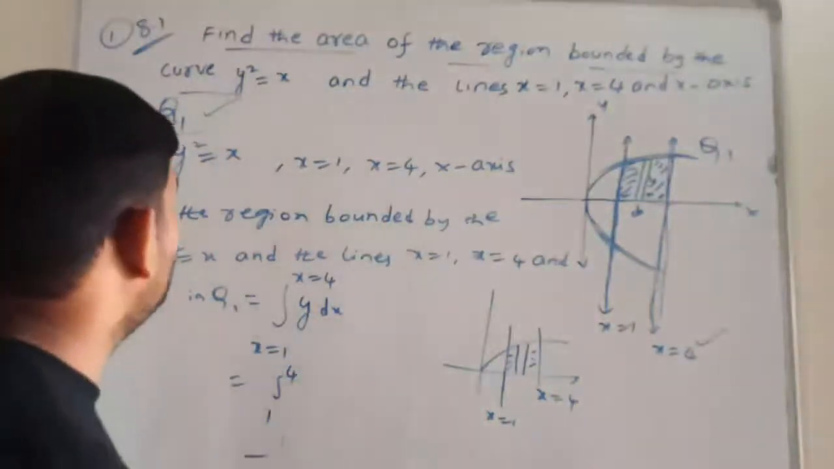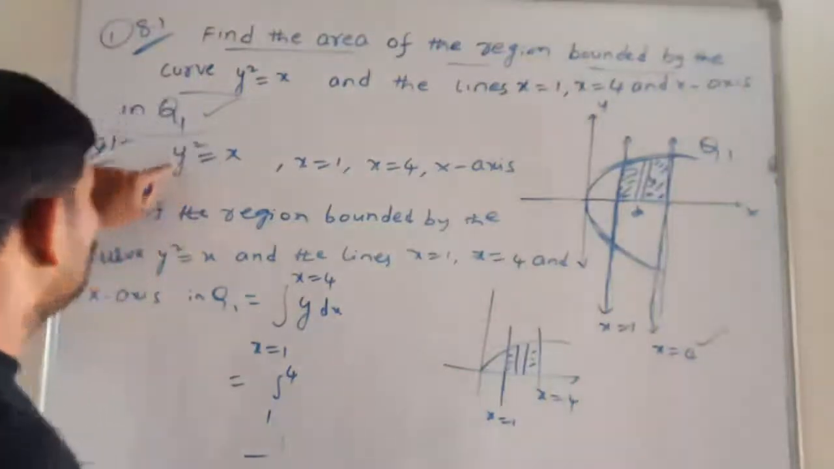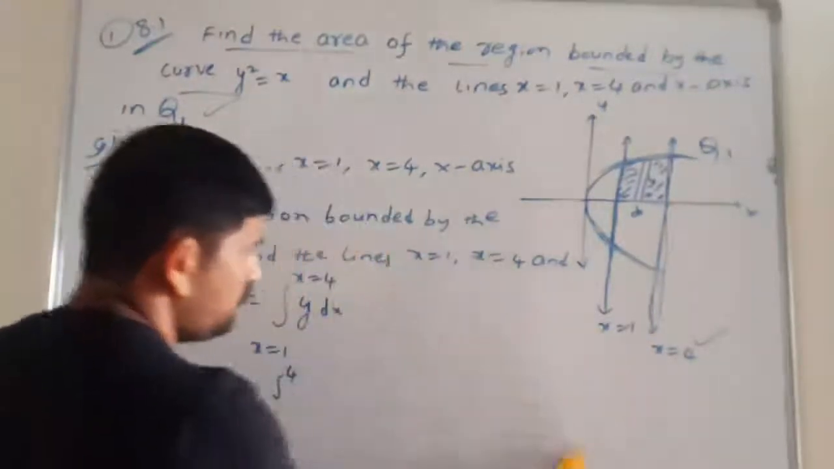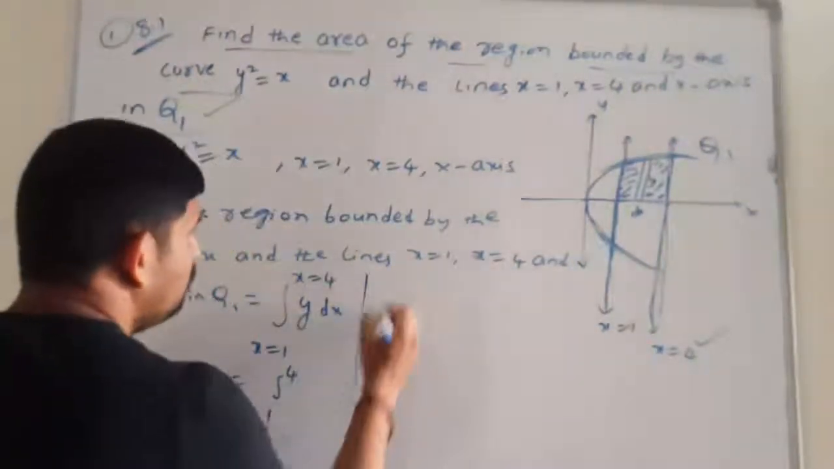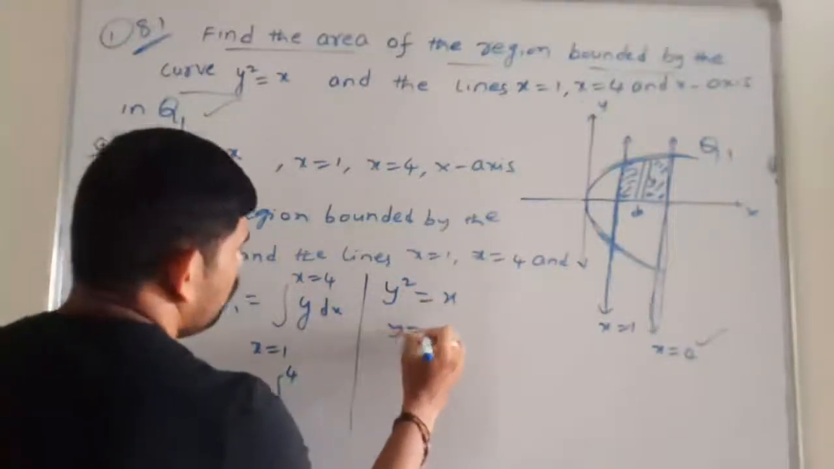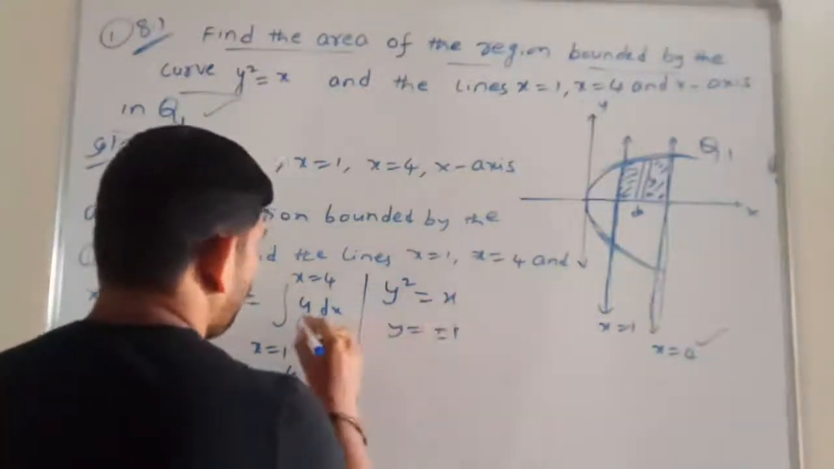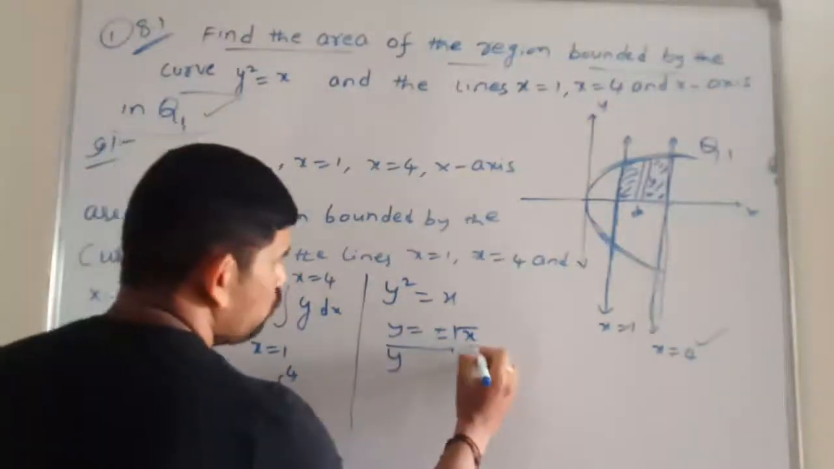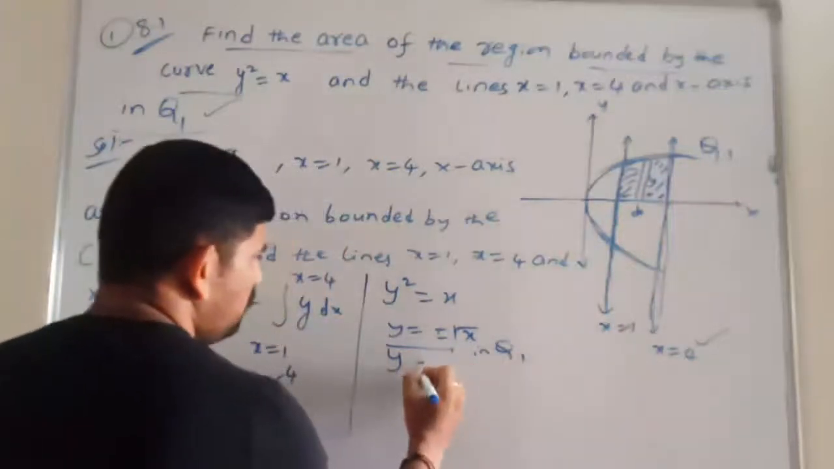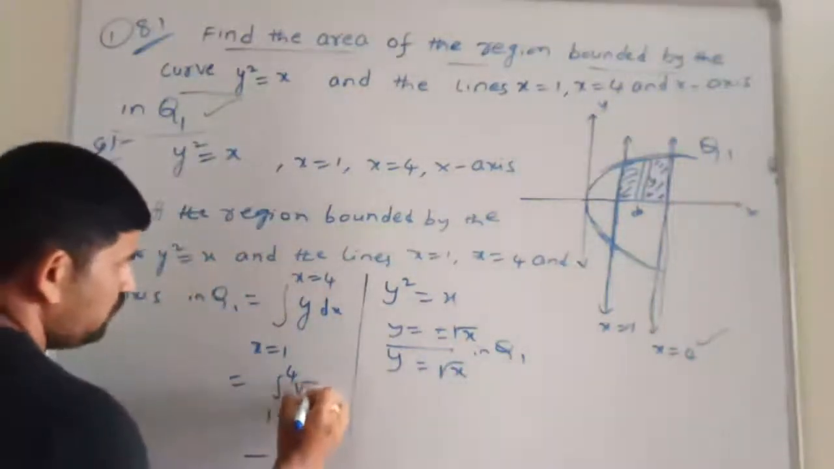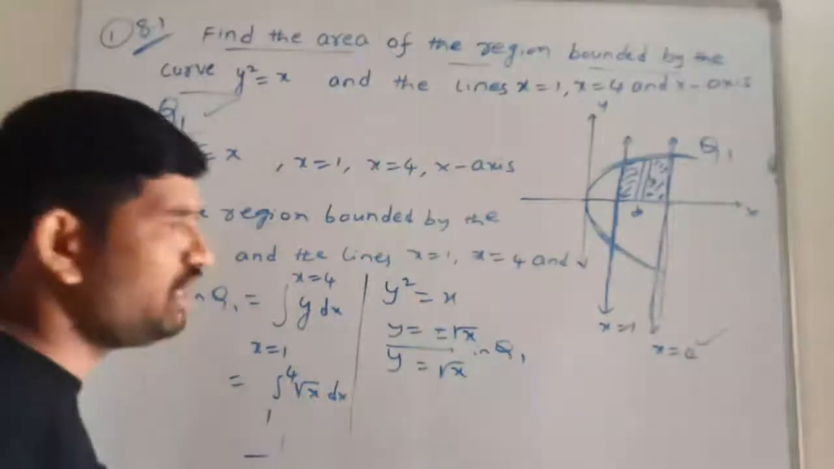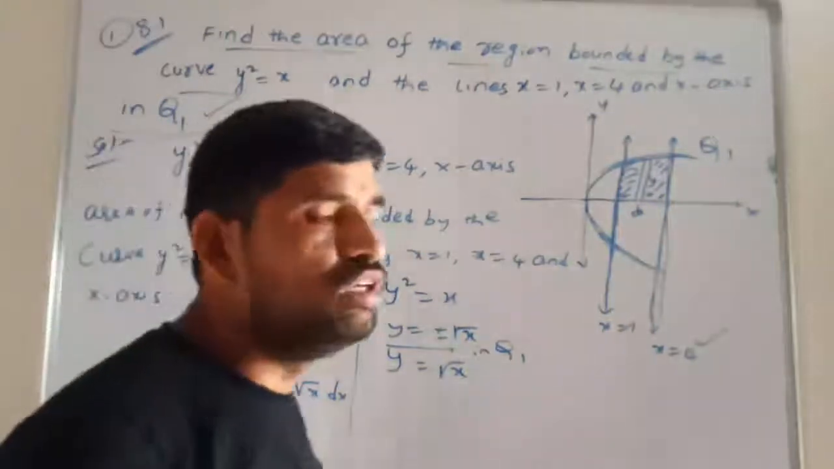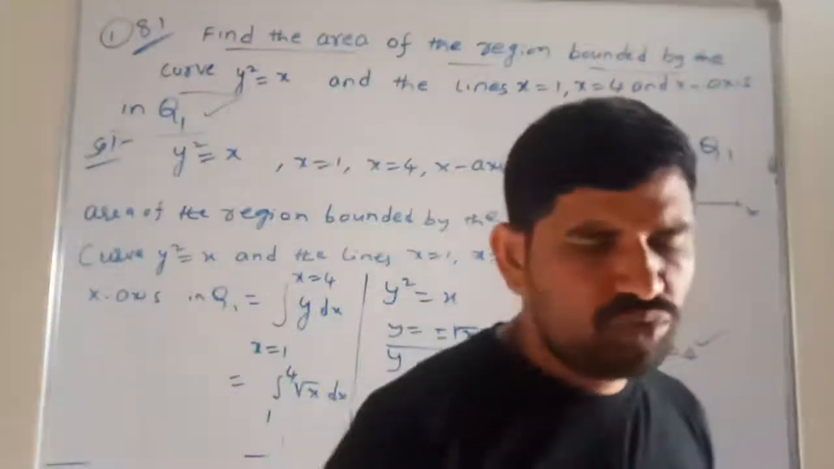And what is the y actually? Y square is equal to x is given, so y is equal to plus or minus root x. Finally, we are taking the first quadrant, so y is equal to root x only. Write down here root x into dx. I think you can complete the solution because we just completed the previous one; there it was root y into dx, but here it is root x into dx.